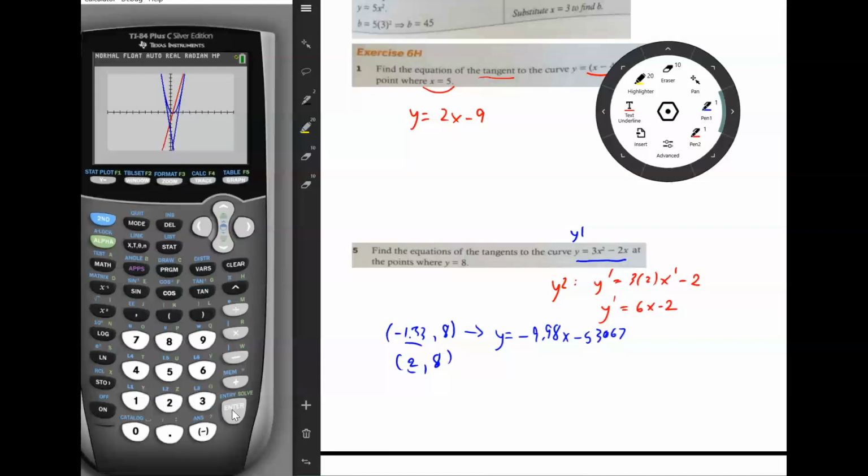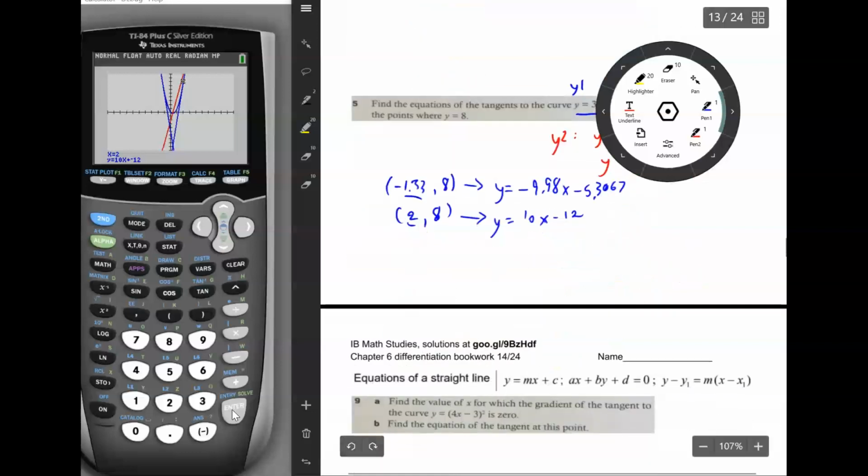Okay, and this one is going to be y equals 10x minus 12. Okay? This one is going to be 5, it's 0.3. Okay? All right, let's go to the next one.